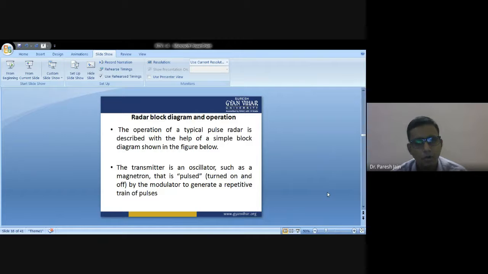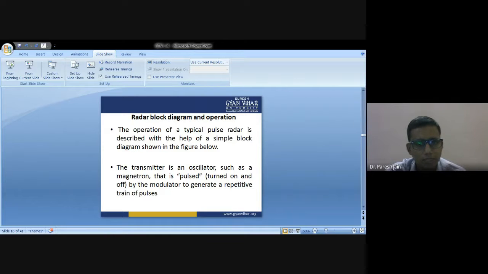So this is all about the factors affecting radar transmitter and receiver performance. In the next section, we have the radar block diagram and operation. The operation of a typical pulse radar is described with the help of a simple block diagram shown in the figure below. In the next slide, we have the figure of the block diagram.